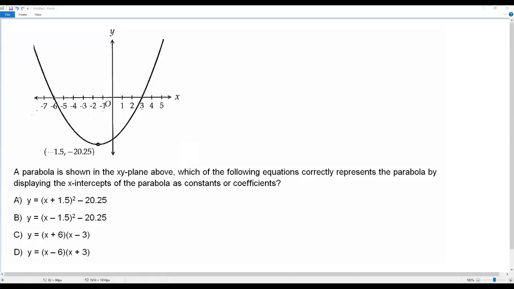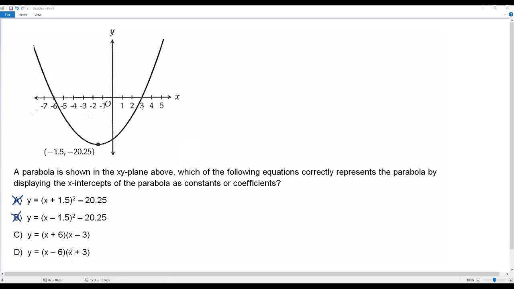Okay, so in option A and option B, we have the equation of the parabola in vertex form. The equation of the parabola in vertex form usually will not display the x-intercepts as constants or coefficients. So we can reject option A and option B. The intercept form equation of a parabola usually will display the x-intercepts as constants, actually, not even as coefficients. So in option C and option D, we have the intercept form equation of a parabola. So either option C or option D is correct.